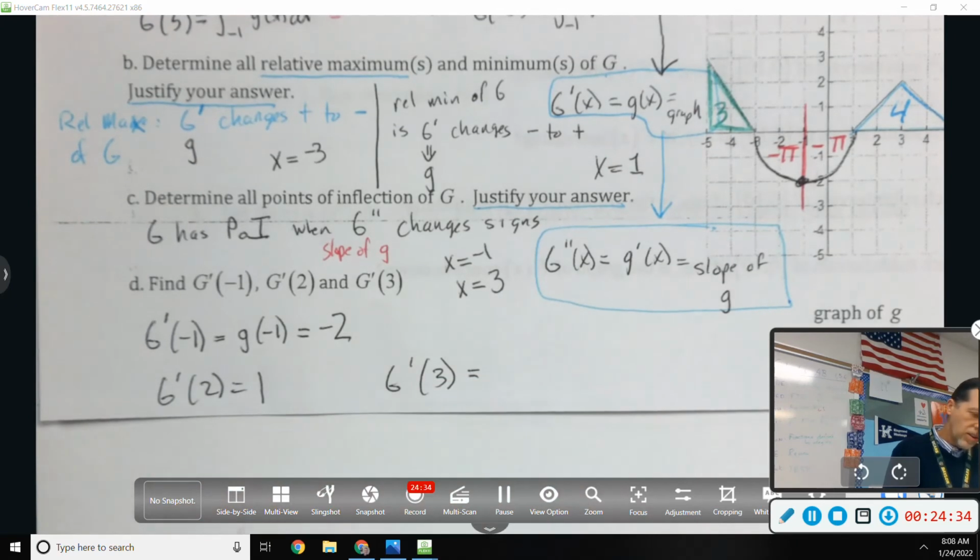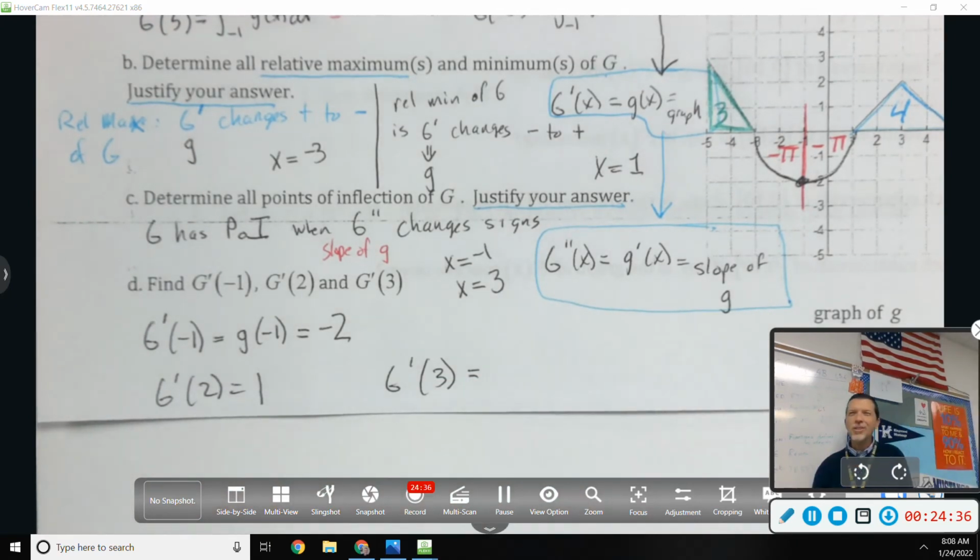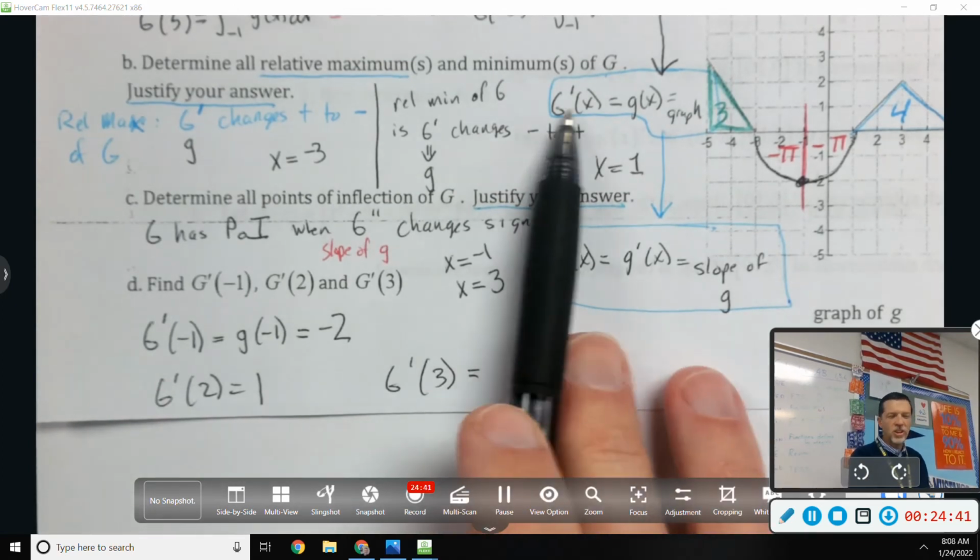So yes, it's asking for the slope of big G, but that's not really how we're working the problem. We've translated big G into little g, and now we're dealing with the graph.